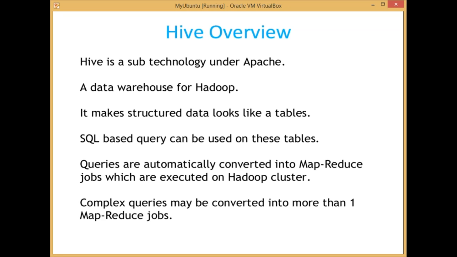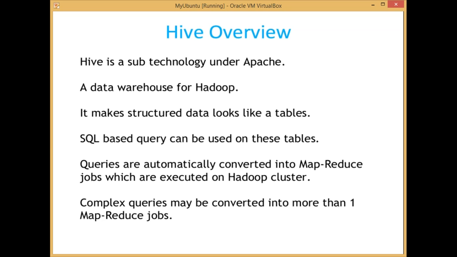In upcoming slides, when we will be installing Hive and doing the things practically, it will be more clear to you. SQL based queries can be used on these tables. If I compare with HBase, which had very different query syntax, if I talk about Hive, it is quite similar to RDBMS. So SQL based queries can be used on Hive tables. So select star from table, order by, group by, where clause, and joining of multiple tables. All these things you can do very easily in Hive.